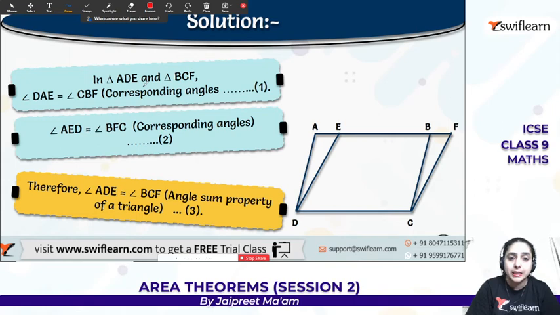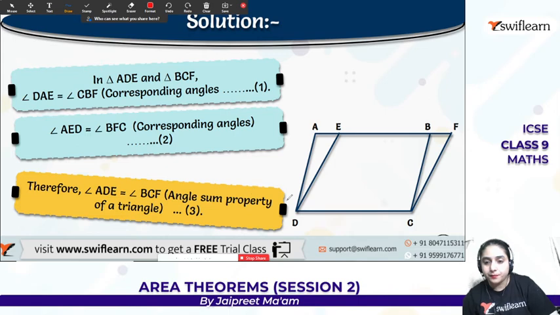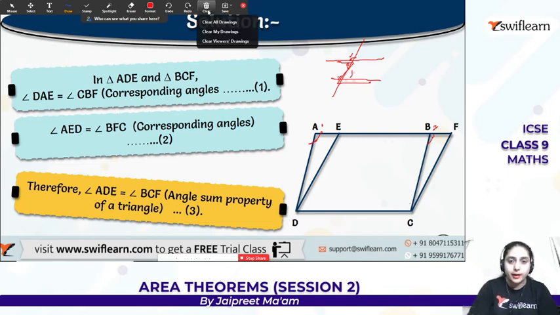In triangles ADE and BCF, we have angle DAE, that means this angle, which we will call 1, and angle CBF, this one, which is 2. Corresponding angles are like this, between the parallel lines: one on the outer side and one on the inner side. And this Z shape makes the alternate angles. We are not going to define it now.